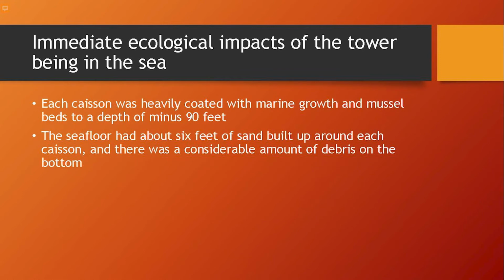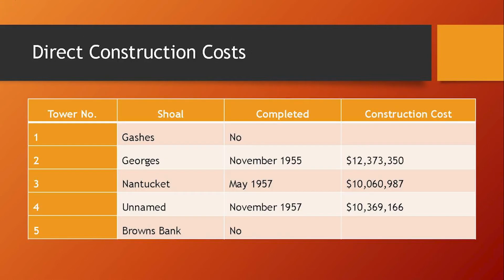There were near immediate ecological impacts of the towers being installed at sea. An underwater inspection occurred on February 8, 1960, and revealed that each leg was heavily coated with marine growth and mussel beds to a depth of -90 degrees. The seafloor had about 6 feet of sand built up around each leg footing, and there was a considerable amount of debris on the bottom, namely 50-gallon drums, construction steel, blocks, and hoses.